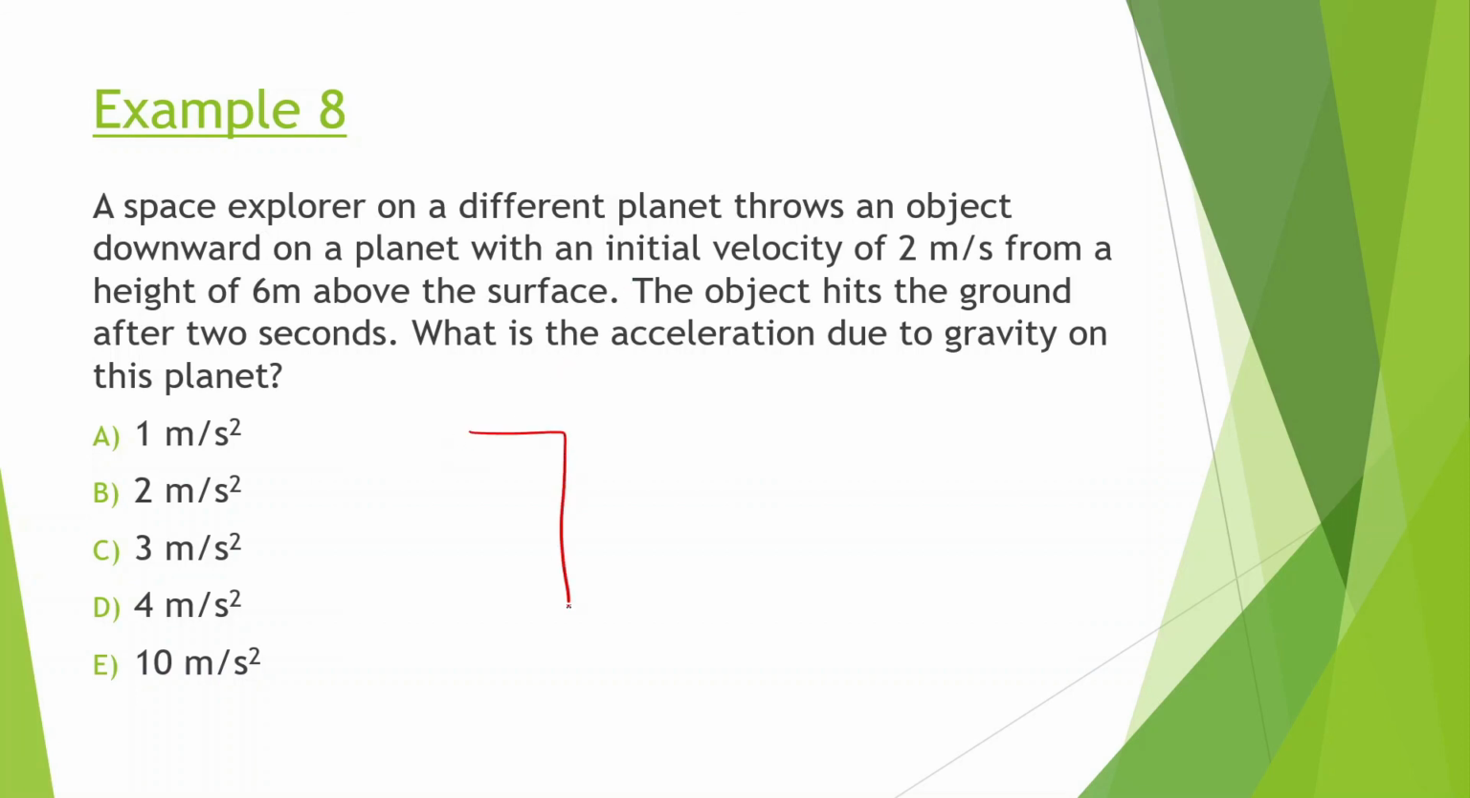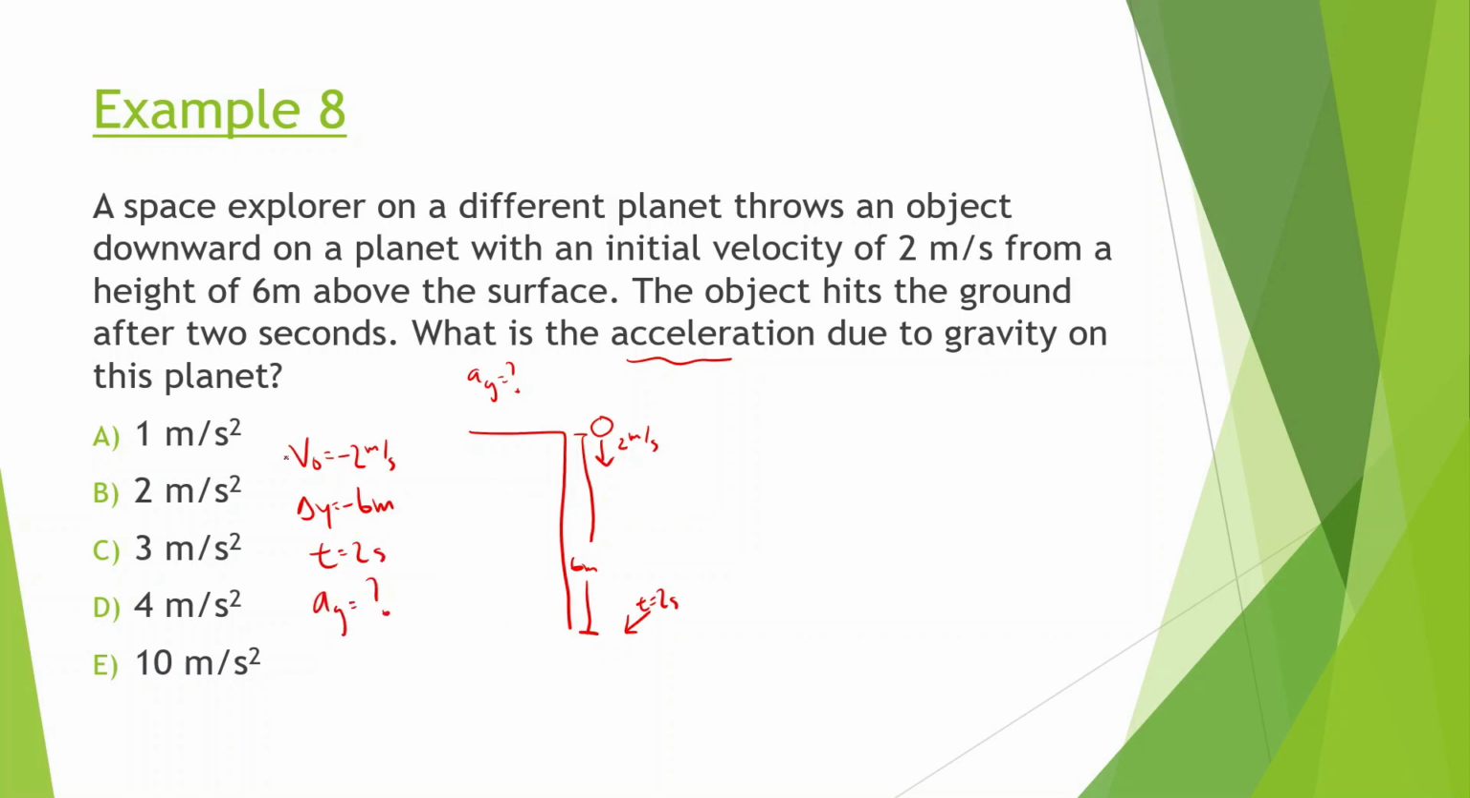All right, so let's draw this out quickly. We have an object. We throw it down at 2 meters per second. This object goes down 6 meters and hits the ground after 2 seconds. We're looking for the acceleration of gravity on this planet. So let's see what we know. Initial velocity is negative 2 meters per second because we throw it down. It falls a displacement of negative 6 meters, and we have a time of 2 seconds. What we're looking for is acceleration.